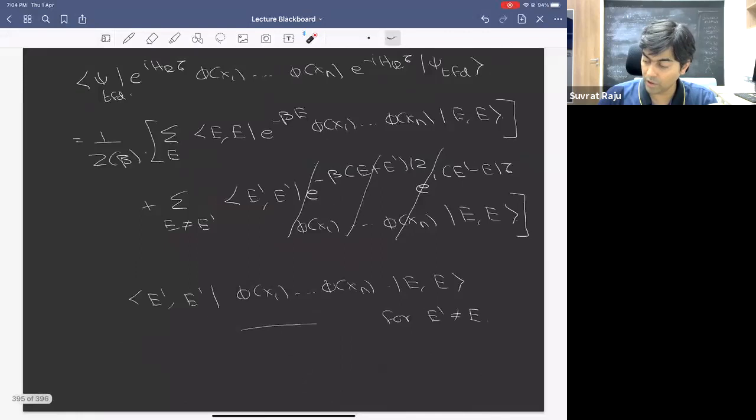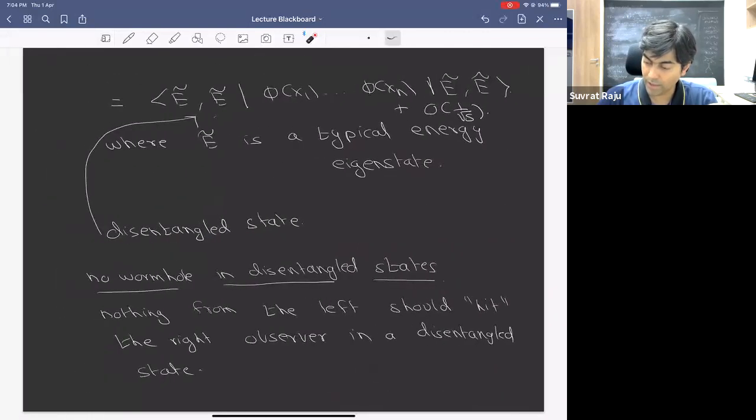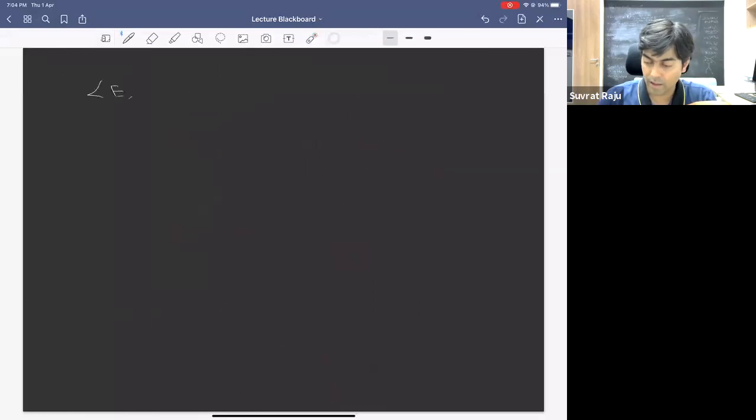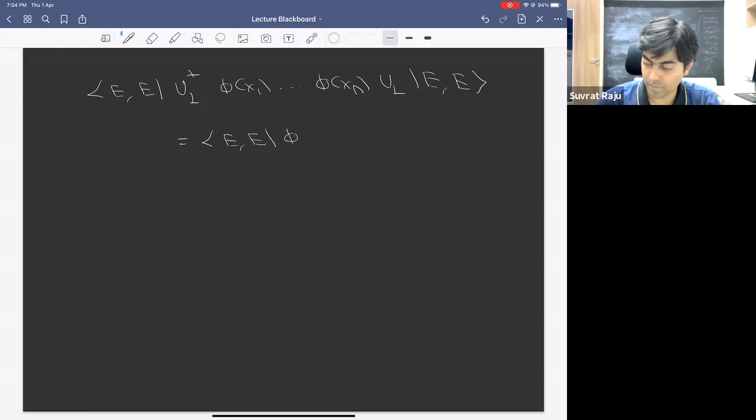And so in equations, what this means is that if you take a disentangled state, I'll just write E to make the notation simpler. Just remember, E is now a typical energy eigenstate. It should be the case that any unitary action on the left does not change the correlator. Okay, this is in equations the statement of the no wormhole hypothesis.